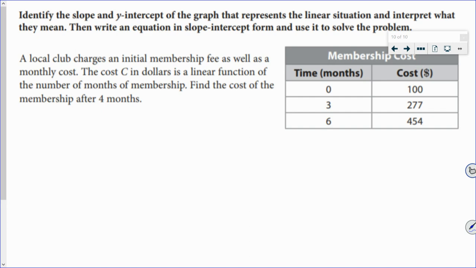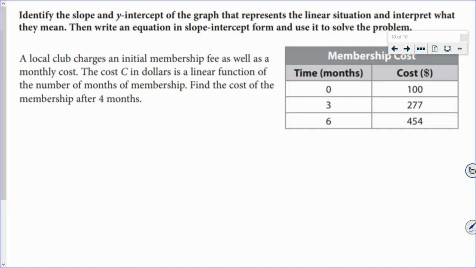My local club charges an initial membership fee as well as a monthly cost. The cost is C in dollars as a linear function of the number of months of membership. Find the cost of membership after 4 months. So ultimately, we've got to figure out what it costs for 4 months. You nod your head yes. What is my y-intercept?